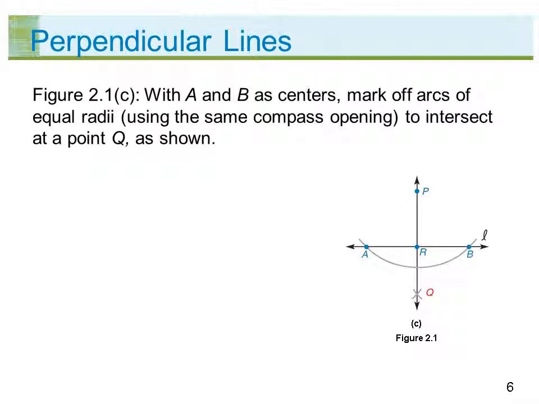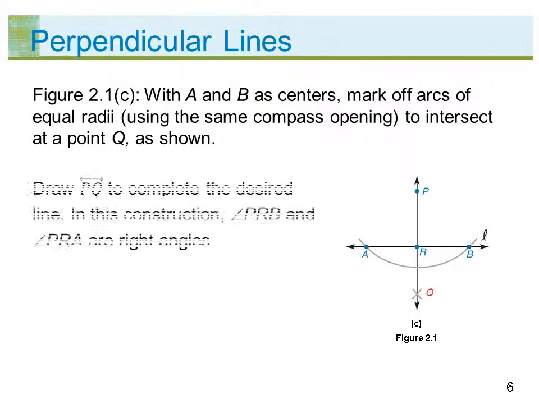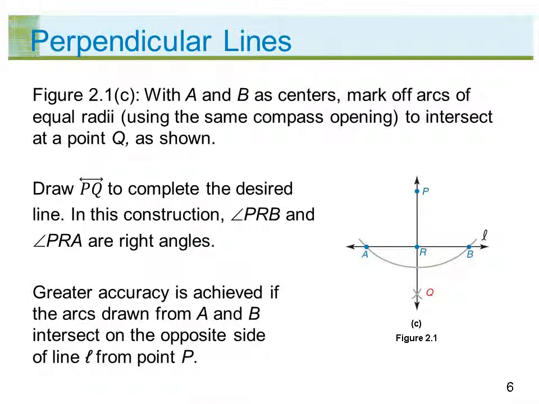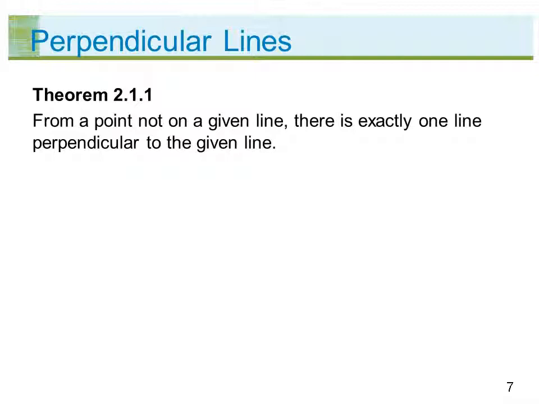In Figure 2.1c, with A and B as centers, mark off arcs of equal radii, using the same compass opening, to intersect at a point Q as shown. Draw a line PQ to complete the desired line. In this construction, angle PRB and angle PRA are right angles. Greater accuracy is achieved if the arcs drawn from points A and B intersect on the opposite side of line L from point P.